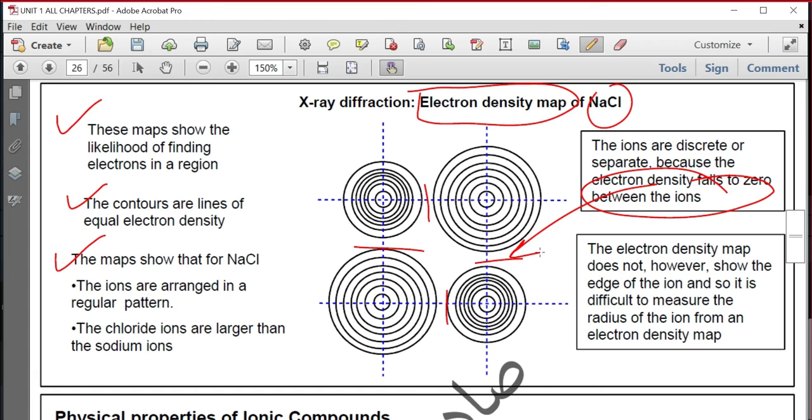The electron density map doesn't, however, show the edge of the ion, and so it is difficult to measure the radius of the ion from electron density mapping. You can't measure exactly the size of the ion. This is one of the limitations.